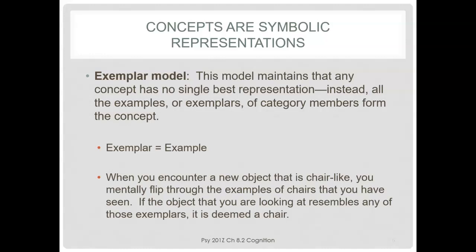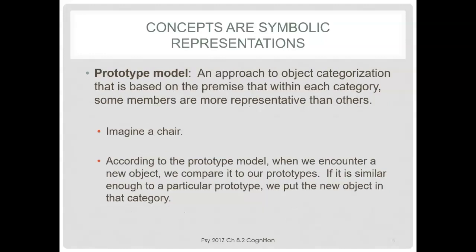So like the chair that is shaped like a hand, it takes you longer in your unconscious mind to flip through all that information and decide what is that. And then you decide, okay, it fits the category of a chair. It is an example of a chair. So the exemplar model maintains that there's no single best representation, where the prototype model is creating a hierarchy of the attributes of a chair.